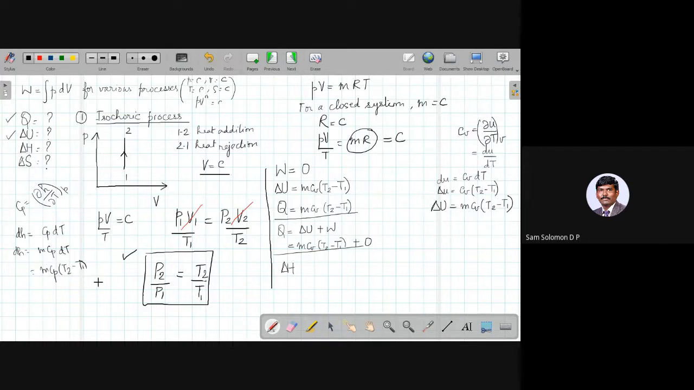mCp times T2 minus T1. Okay, so here delta H would be mCp times T2 minus T1.